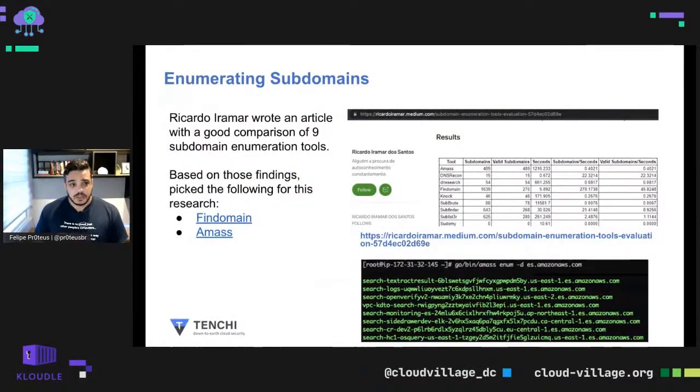And for subdomain enumeration, I read a really good blog post from Ricardo Iramar. He wrote an article comparing nine subdomain enumeration tools, and based on those findings, I picked the following for this research. I chose to use Findomain and Amass from OWASP. It's capable of getting information from several sources like Wayback Machine, DNSdumpster, and RapidDNS, for instance.